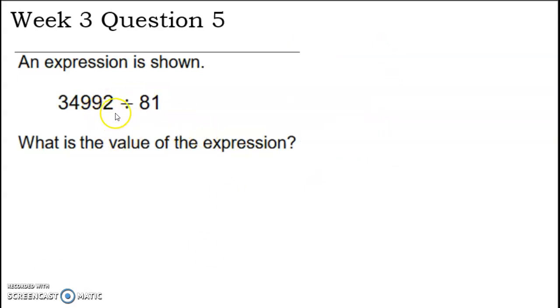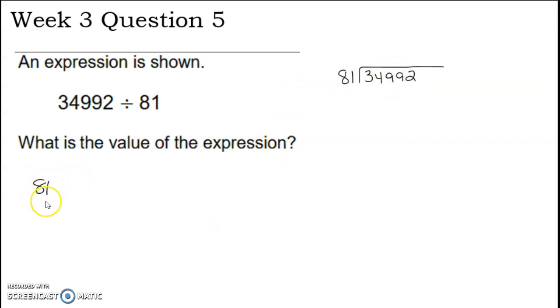This is pretty simple. It's just a number and a divide. It's just a plain division problem. So we're going to go 81 into 34,992. All right. So 81 doesn't go into 3, doesn't go into 34. It definitely goes into 349, but how many times? I don't know. So let's go ahead.